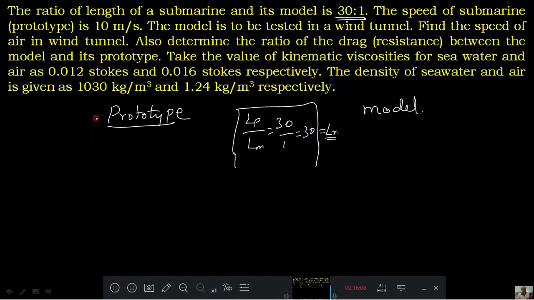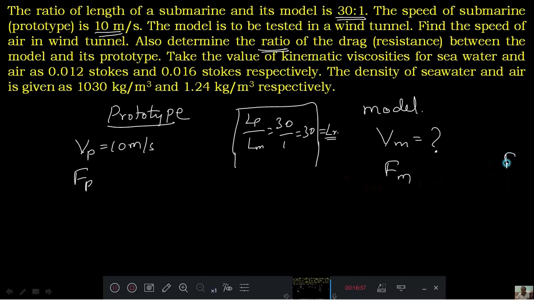Now coming to the prototype. The velocity Vp is 10 meter per second, and it is to be tested in the wind tunnel. Find the speed in the wind tunnel: Vm is unknown. Also determine the ratio of the drag force, meaning they want Fp and Fm, but actually they want a ratio. Therefore I don't want specifically Fp and Fm, but I will calculate Fr. I will keep it like this, or otherwise you can write Fr equal to unknown in between.